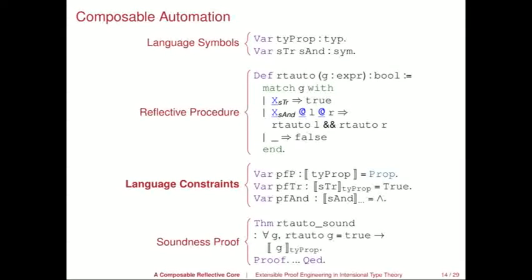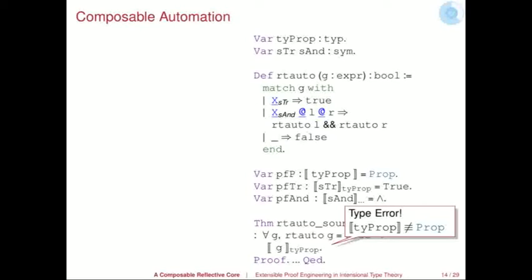We need to know that true here is equal to true. The meaning of true is true, and the meaning of and is and. It's that standard denotational semantics mumbo-jumbo. The problem is in intensional type theory, we can't write this. And that is because this line right here has a type error.